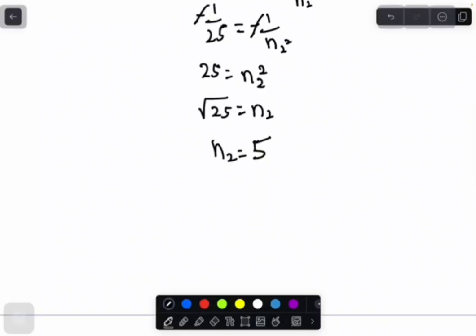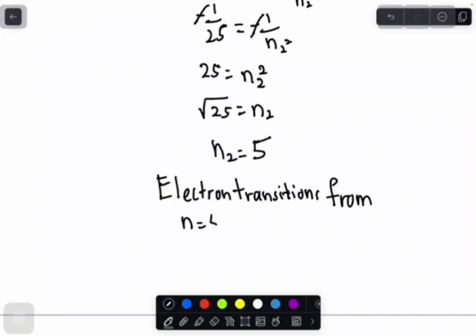But don't forget, guys, you have to write electron transitions from n equals to 5 to n equals to 2, because electrons always go from a higher energy state to the lower energy state. So you have to write this. Only if you write this, you're going to get the 1 mark. So don't forget to write this, guys. And that's all for Roman 2.